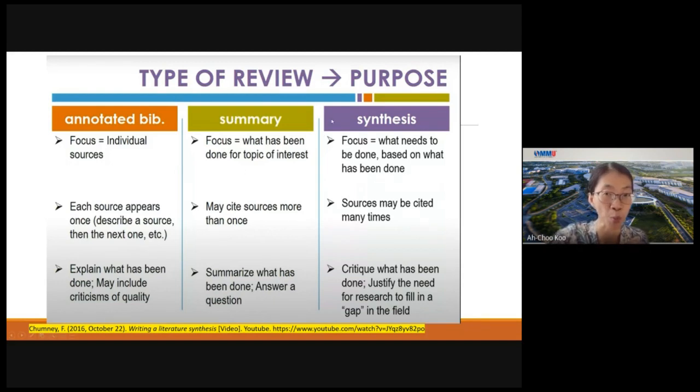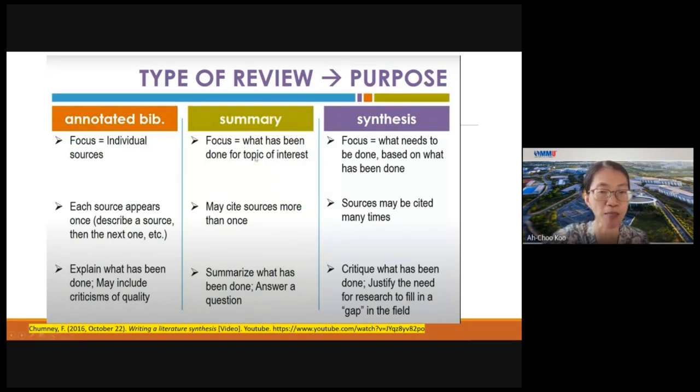Some we do at another, higher level. We summarize, and we use those summaries to do synthesis. The annotated bibliography is for individual sources only, every source of every paper that you have. In a summary, you sum up what has been done for the topics of interest on that particular theme. For synthesis, what needs to be done based on what has been done by others.